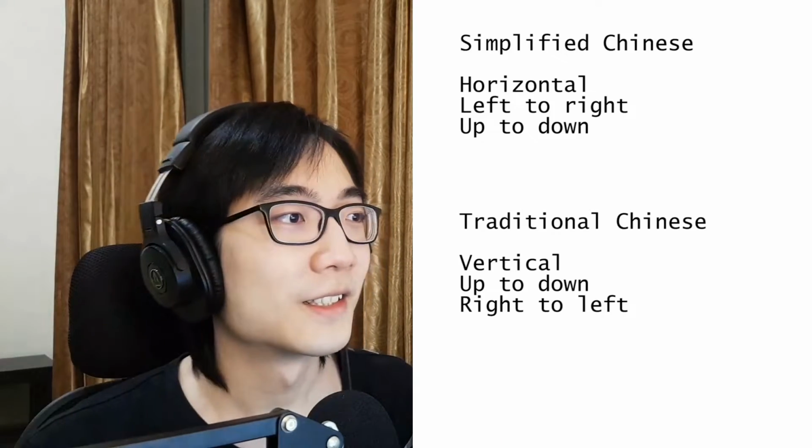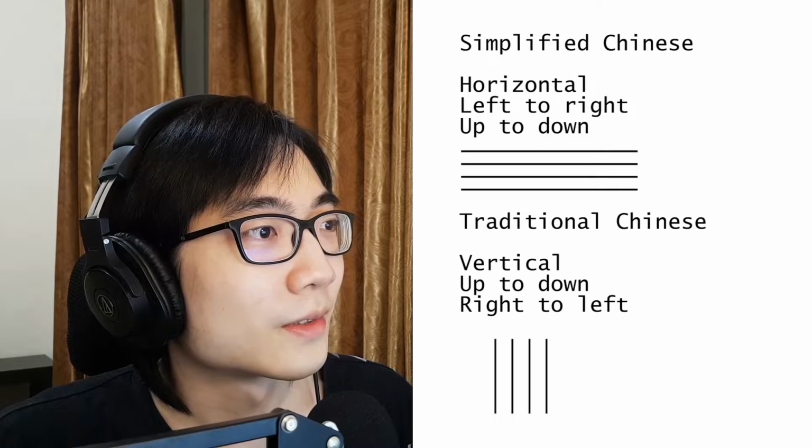As for the text flow, the way you write it, for simplified it's like English or the way we write it normally, from left to right. And for traditional, it's vertical. Hold on. It's flipped on my screen. It's like this, like this. So it's vertical, up, down, right to left. So those are the facts between Simplified Chinese versus traditional Chinese.